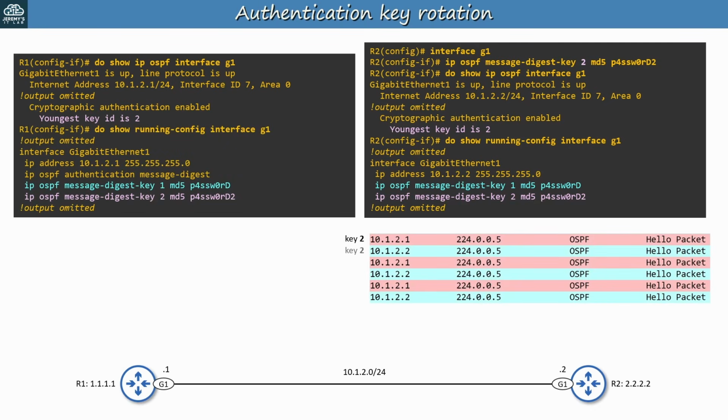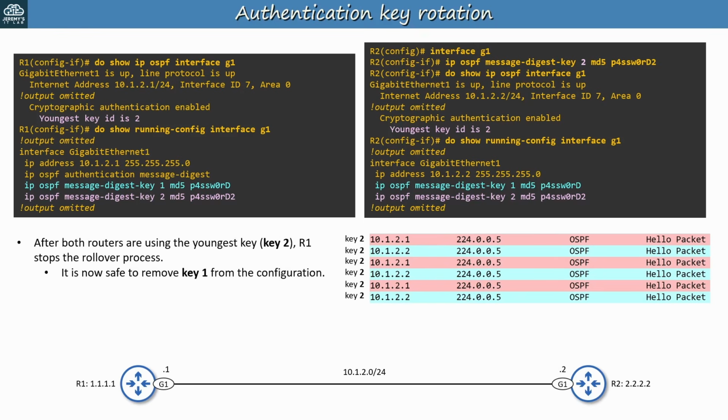But let's look at the packet capture now. Instead of sending 2 hellos at once, R1 is now sending only 1 hello, and that hello uses key 2. After both routers are using the youngest key, key 2, R1 stops the rollover process and stops sending packets with the old key, key 1. And it is now safe to remove key 1 from the configuration.